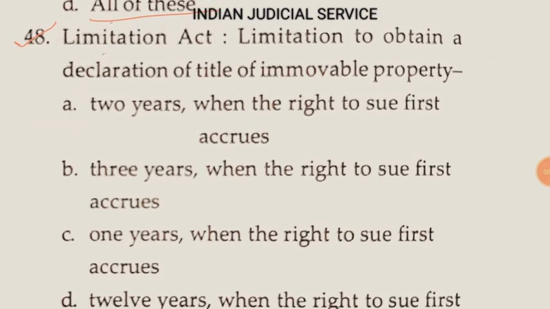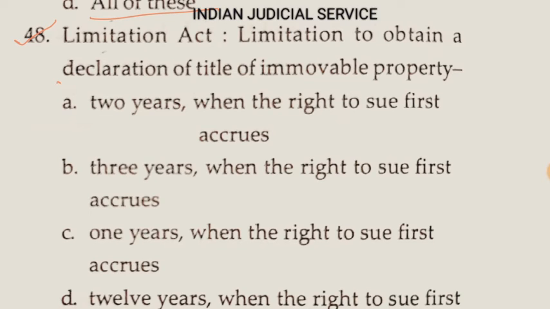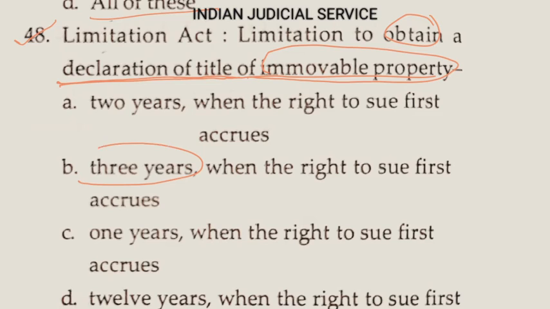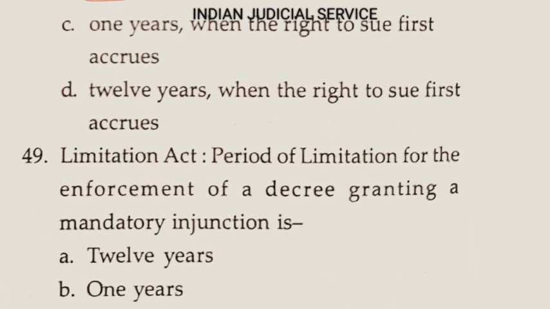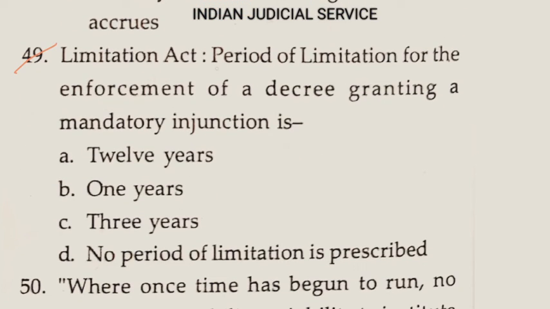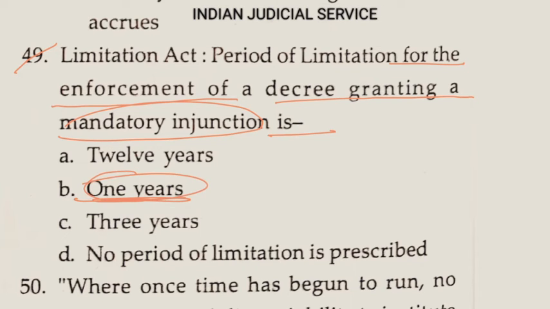Now question number 48, Limitation Act, limitation to obtain a declaration of title of immovable property. So limitation to obtain a declaration of title of immovable property, there is a 3-year limitation, when the right to sue first accrues, answer is there option B. Now question number 49, the Limitation Act, period of limitation for the enforcement of a decree granting a mandatory injunction is, so the limitation is option B, 1 year.